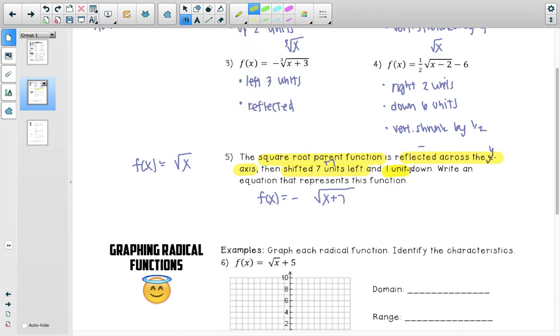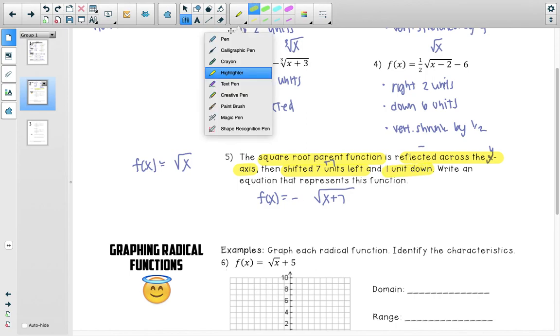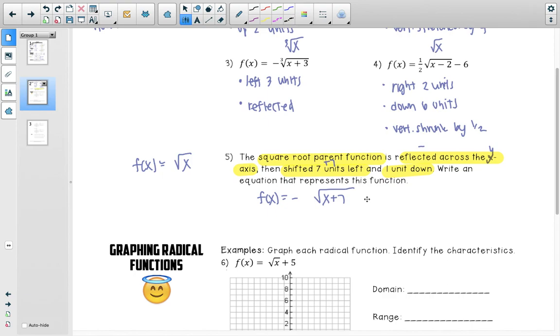And the last thing you have is 1 unit down. So that always goes at the end. I mean, it can go out in front, but we're not going to make it that difficult. And that's the y value, so it's -1. So if I really want to clean it up, it looks like this.